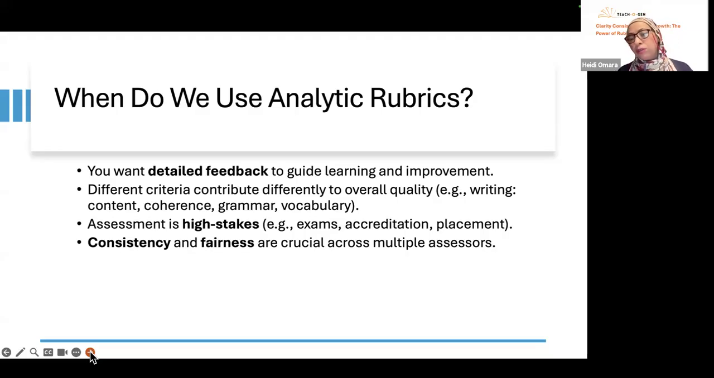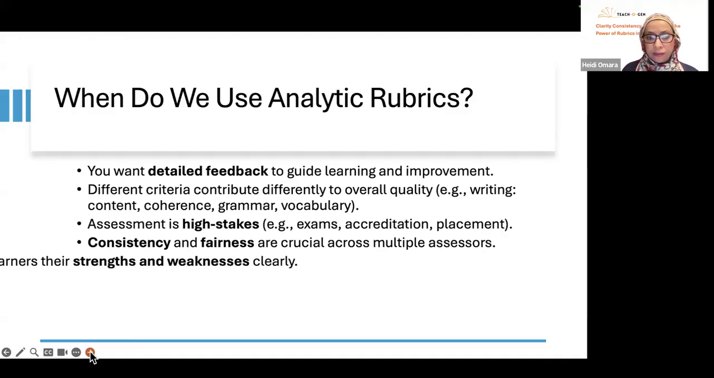Rubrics are very important at this point, so that no student would come to you and tell you, I want to be in this class because this teacher is nice and kind when she gives grades, but this teacher is harsh when she gives grades. It's not about the teacher, it's about the rubric, it's about your work. So when it comes to consistency and fairness, use analytic rubrics.